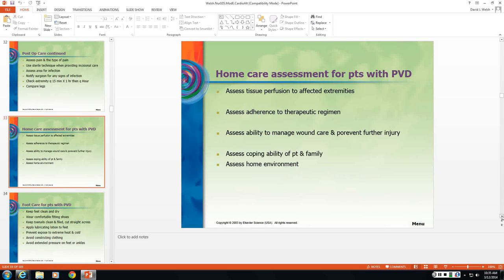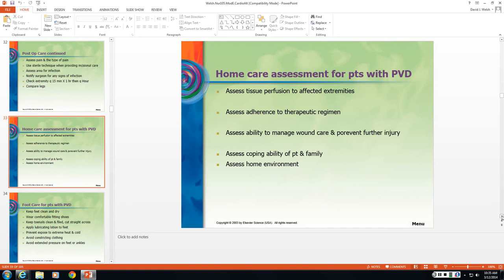Now, home care assessment. If you have a patient with PVD and you're taking care of them at home, you want to assess tissue perfusion to the affected extremities. You want to assess their adherence to the therapeutic regime. So are they taking their medications? Are they doing what they're supposed to be doing? You want to assess their ability to manage wound care and prevent any further injury. So you're going to teach them.